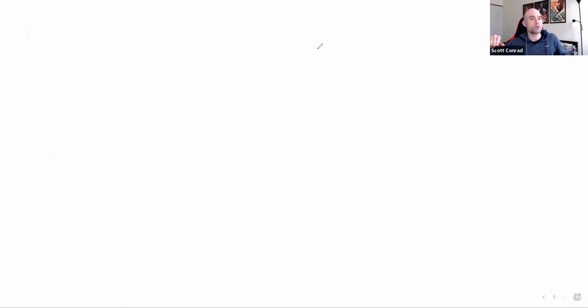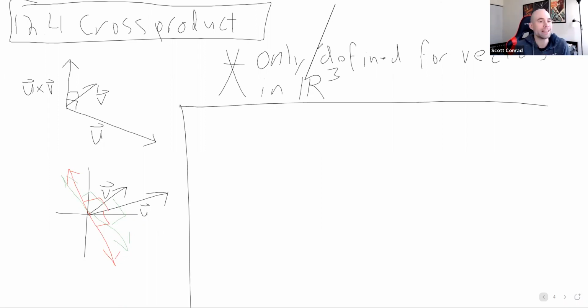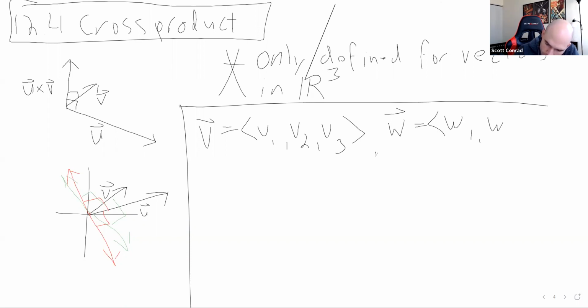Okay, so before we look at an easy way to remember the cross product, let me just define it. This is how you're actually going to remember it and compute it, but I'll just write down what the cross product is. So let me do v and w actually. Suppose v is a vector v1, v2, v3, and w is a vector w1, w2, w3.